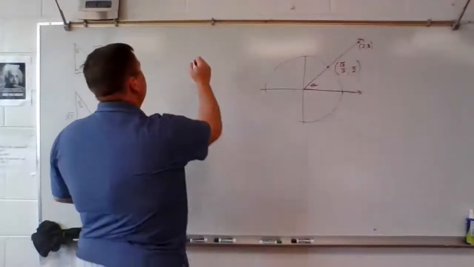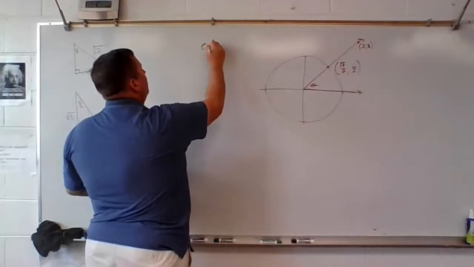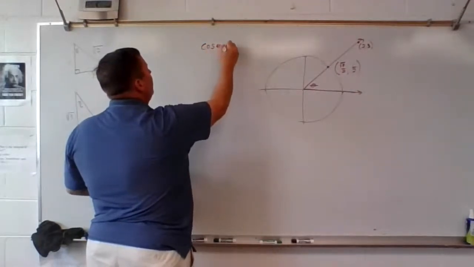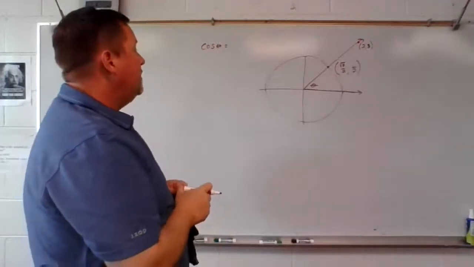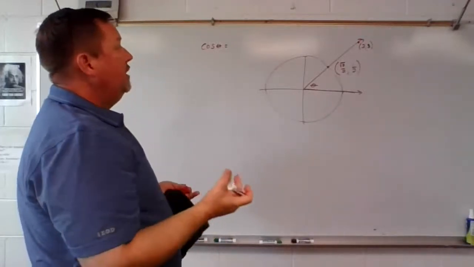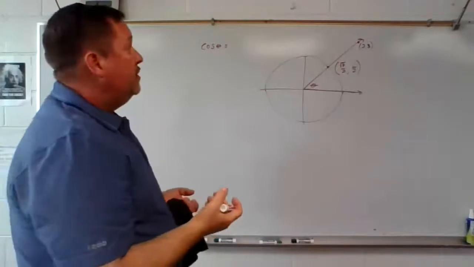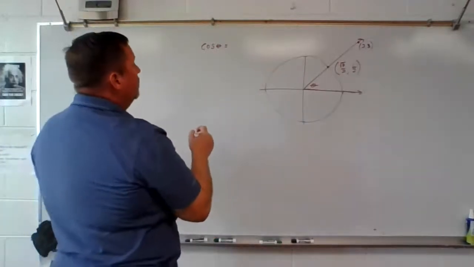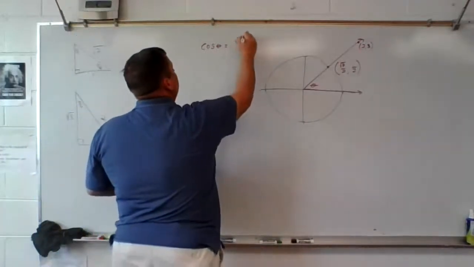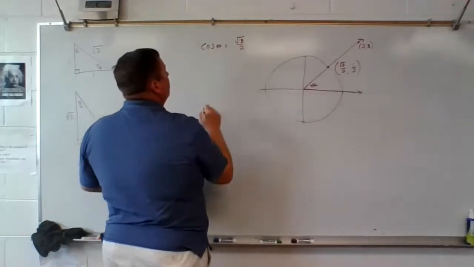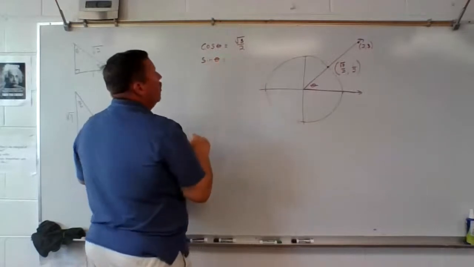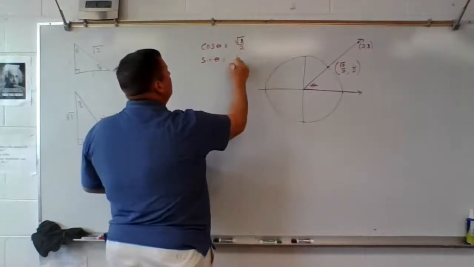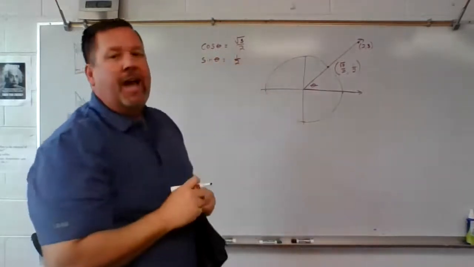So we're looking for cosine of theta. We don't even know what theta is, but we can know its cosine based on what we've learned about the unit circle. That's just the x value, right? So I look up there, I see the x value is √3/2. Done. Sine theta is just the y value. So I'm done with that as well.